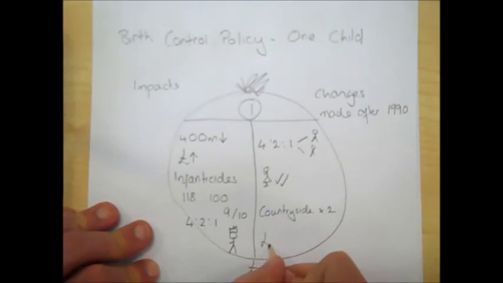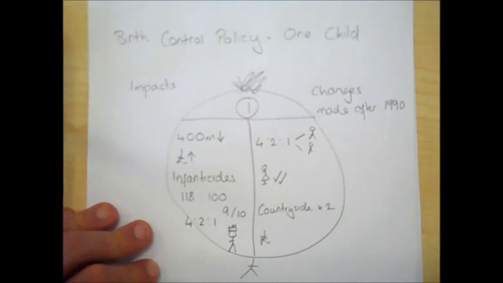Finally, due to an increase in people's income over the time that the policy was in place, a lot of people decided just to ignore the policy. They accepted the fines and the pay cut, but decided that they could afford it and had 2 children.